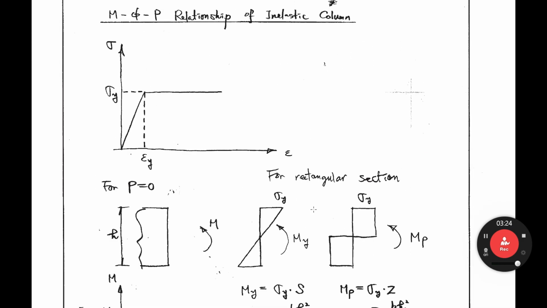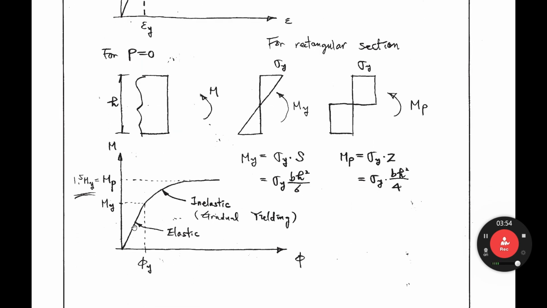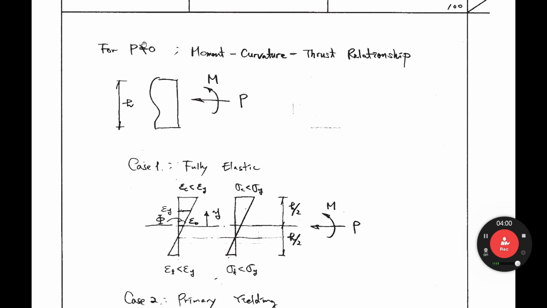But this is a structural stability course, so we have additional P, axial force, here. And we try to find the moment, curvature, thrust, axial force relationship, not only the moment curvature relationship, because we have axial force. Let's look at this. In this case, P is not 0 anymore. So we want to look at the moment, curvature, and thrust. Thrust means P. Okay, moment, curvature, thrust relationship. We have to derive that relationship from now on.